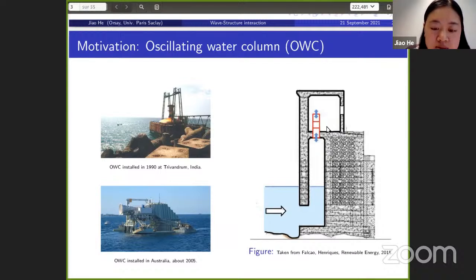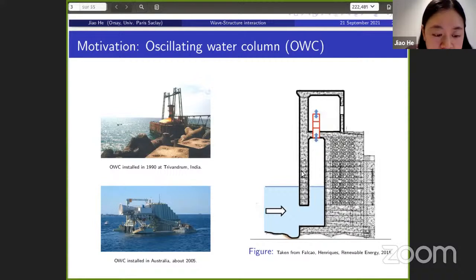And typically, we are motivated by the wave energy converter. There are some pictures of the wave energy converter. As you can see in this picture, the wave arrives from the offshore and then enters into a chamber closed by the fixed partially immersed structure. The motion of the wave changes the volume of the air inside the chamber and creates an air flow, which passes through a turbine on the top of the chamber, generating electric energy.